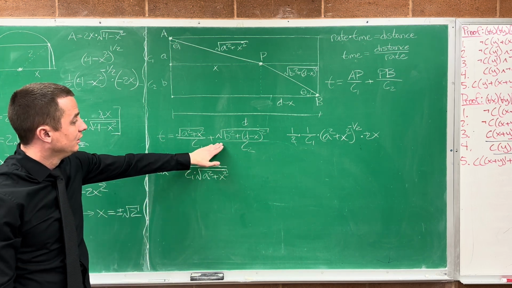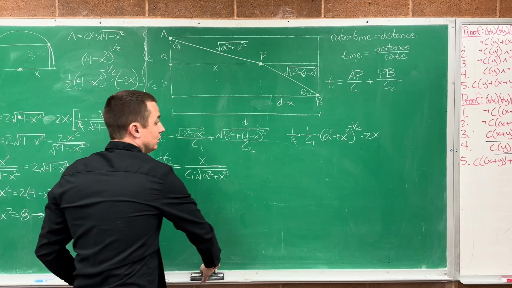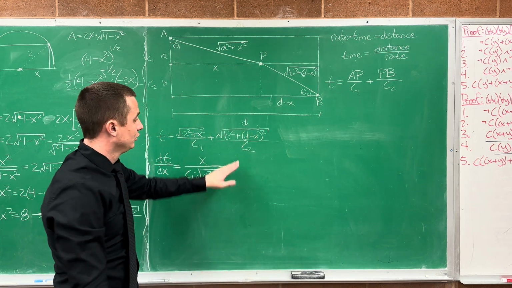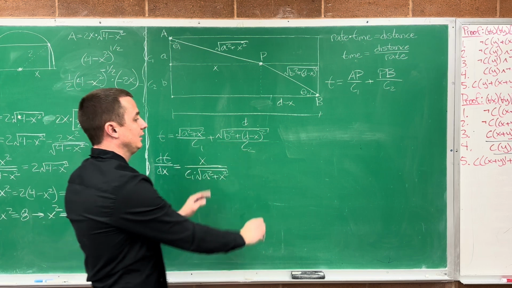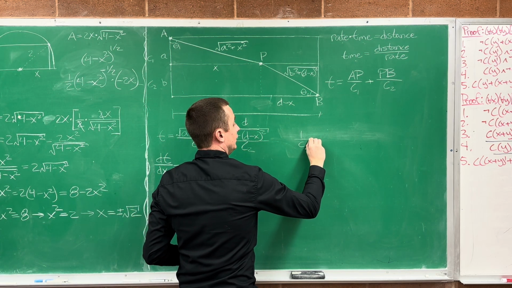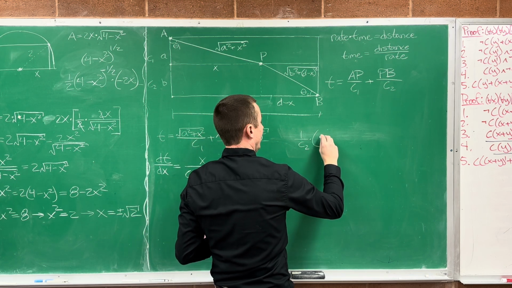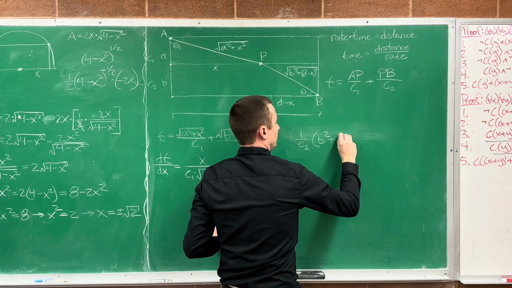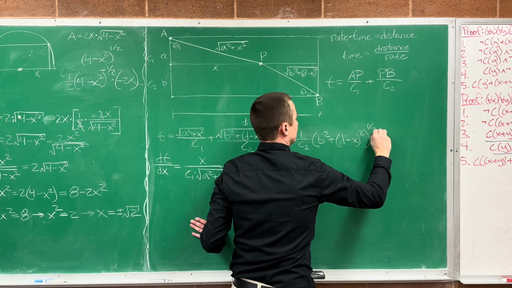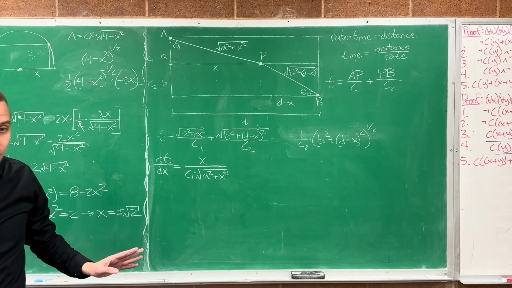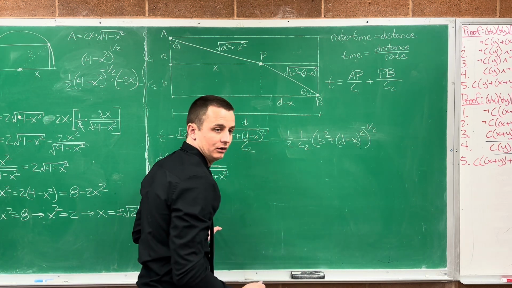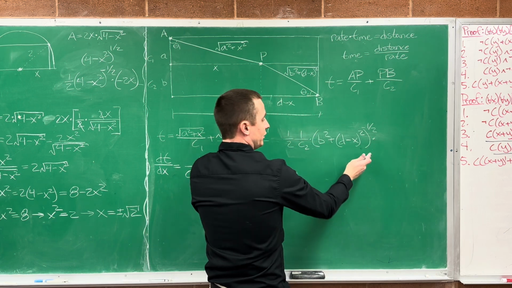Okay, let's look at the derivative now of this term. Let me rewrite it out for you again. We're looking at 1 over c2 times (b squared plus (d minus x) squared) to the 1/2. Bring the 1/2 down. That becomes a minus 1/2. Now we need to multiply it by the derivative of the inside.